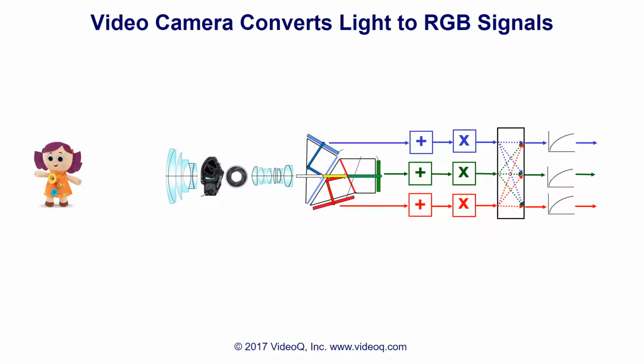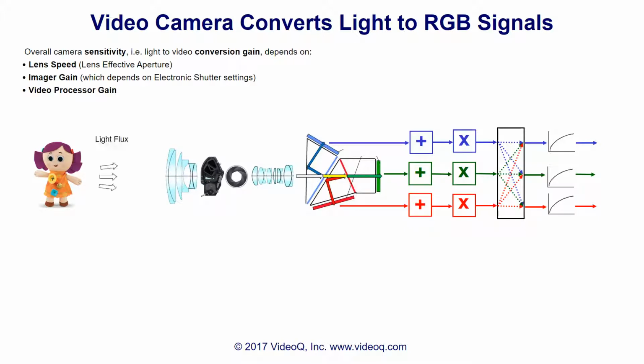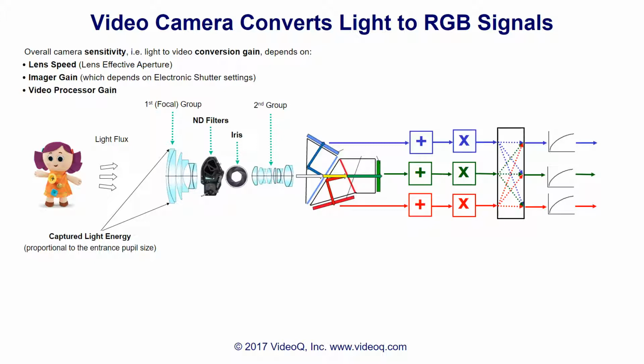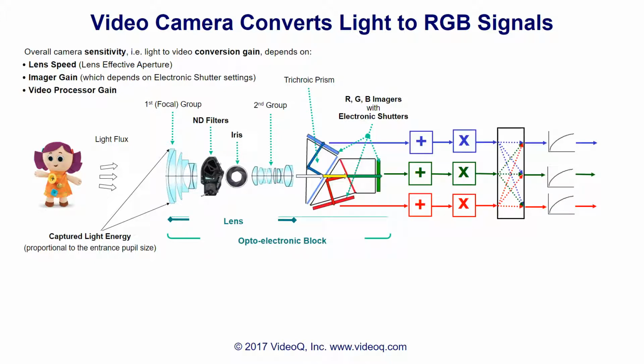The important parameter of light to signal transformation is called a conversion gain. It's the amount of incoming light required to get a particular video signal level at the camera's output. This gain depends on a variety of parameters which are better understood if we look at two big building blocks present in any video camera.